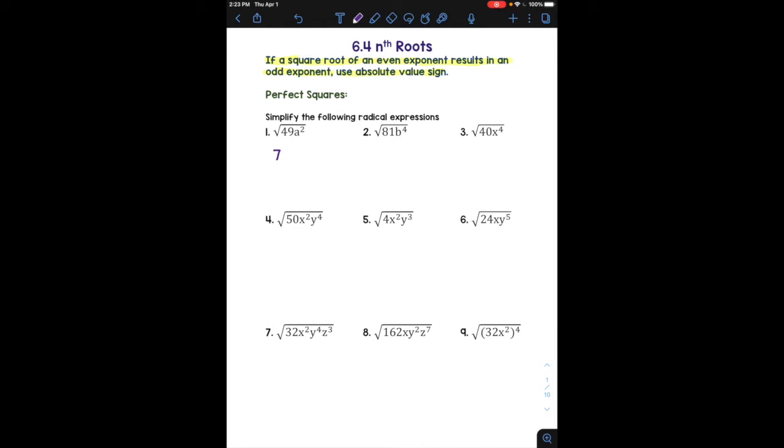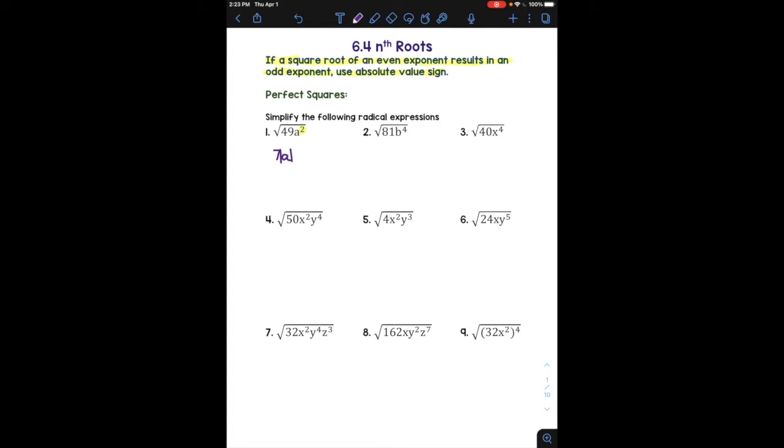And what times itself will be a squared, or the square root of a squared? That would be a. Once you get your answer, ask yourself, did we take the square root of an even exponent in which the result came out to be an odd exponent? Yes, that did happen, since the square root of a squared is a to the first, and the exponent of 1 is odd. We have to put absolute value signs around the variable. Just the variable, not the coefficient.